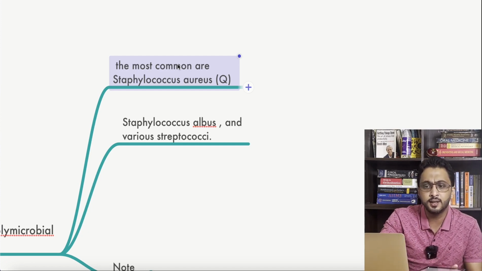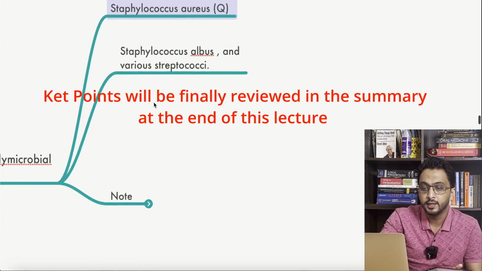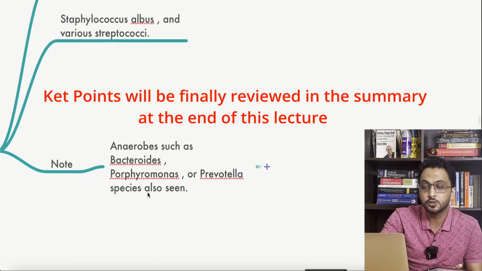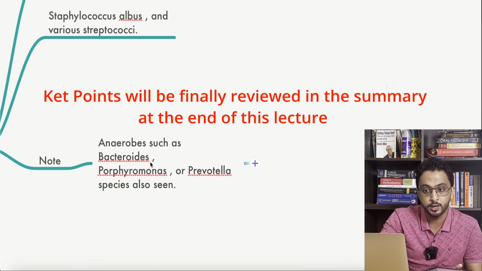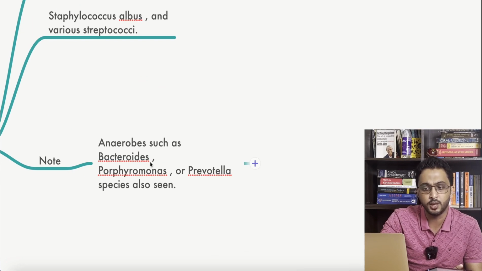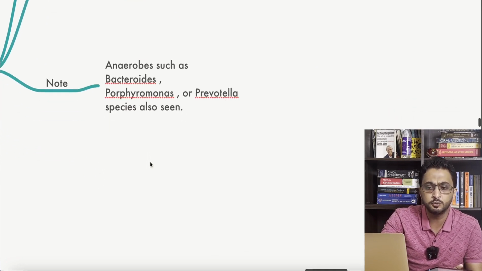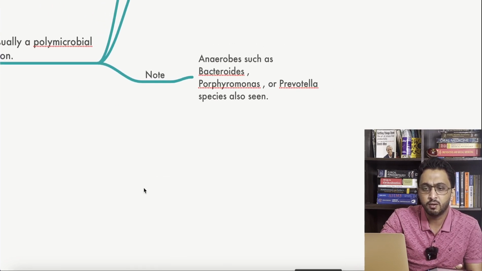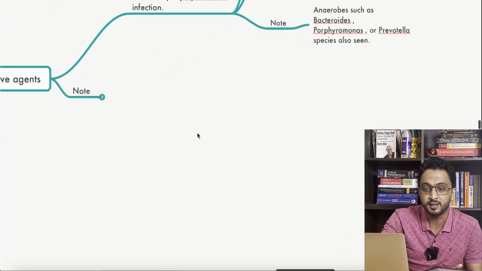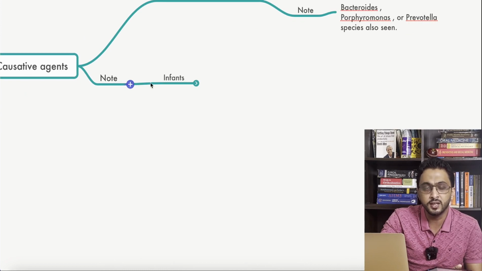Now please note, it is also polymicrobial, so there are Bacteroides, Porphyromonas and Prevotella. All these species are involved, though not very significant basically. But one question: in infants, what's the organism? Now people get confused.